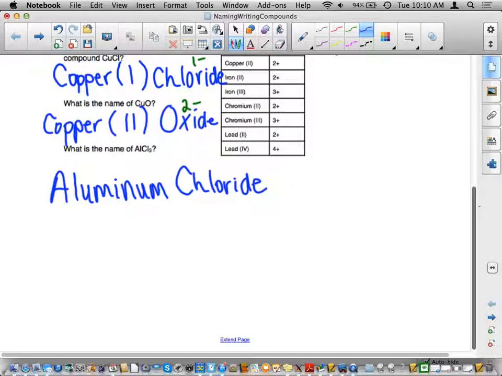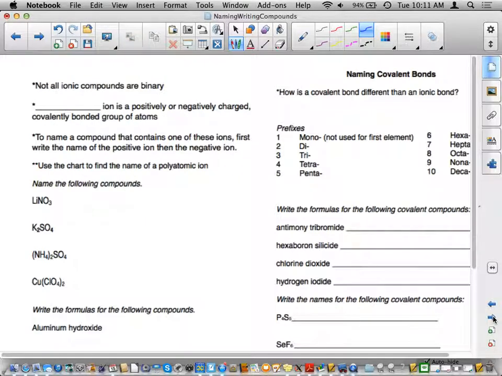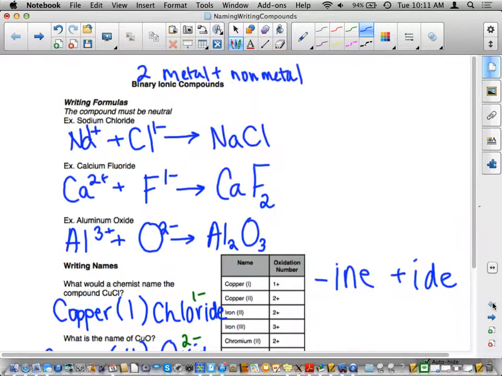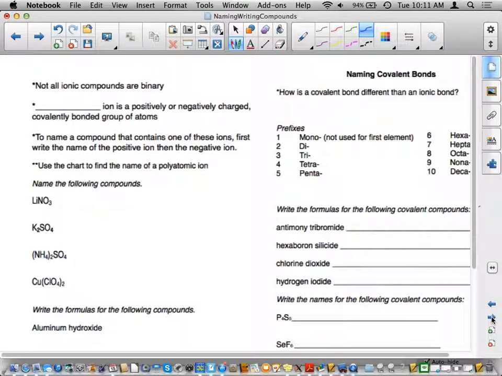All right. A little bit more. So we were dealing with binary ionic compounds dealing with 2 elements. Now we're going to add a couple more. If we have more than 2 elements listed in a compound, usually we have what's called a polyatomic ion, poly meaning many, attached to one of the elements to make it a compound. Now, polyatomic ions are positively or negatively charged covalently bonded groups of atoms.